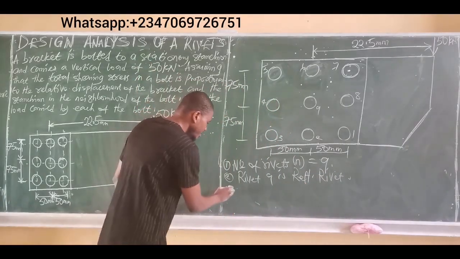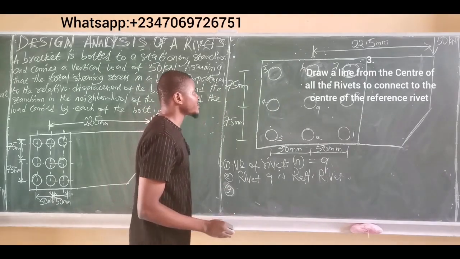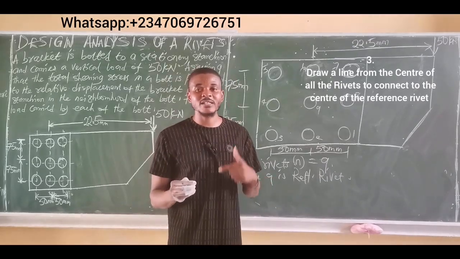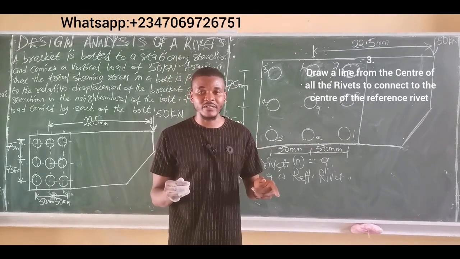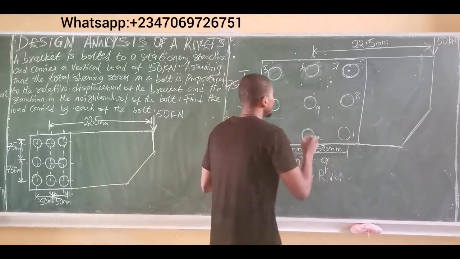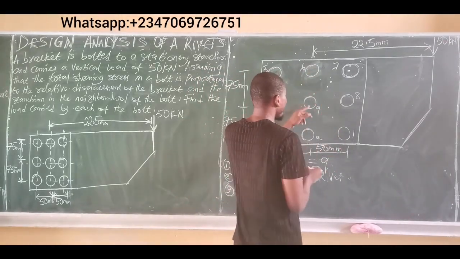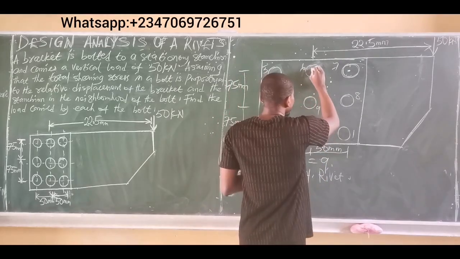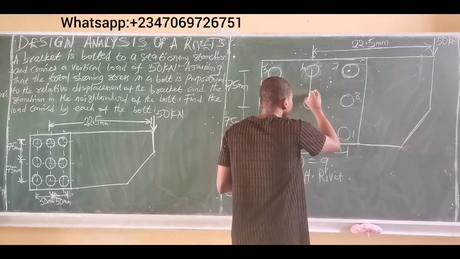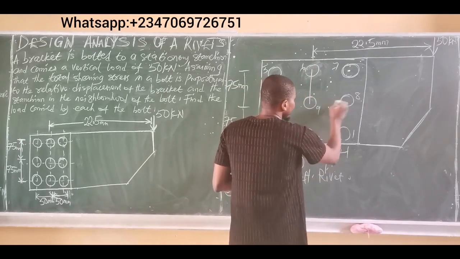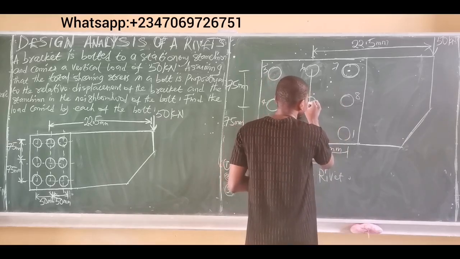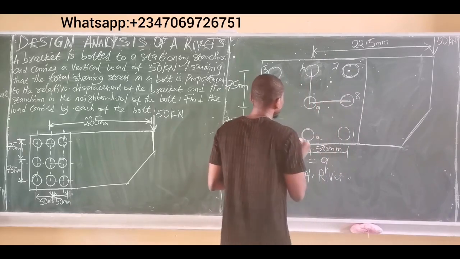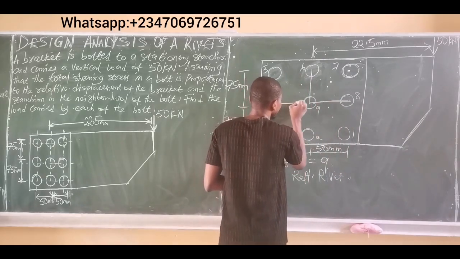Now, the third step is simply to draw a line from the center of all the rivets to connect to the center of the reference rivet. So it means that this is the center of this rivet. I have to connect all the rivets from the center to the reference rivet. So from here, I will have something like this. From the center, connect all.